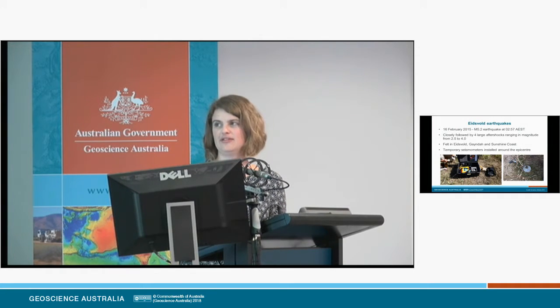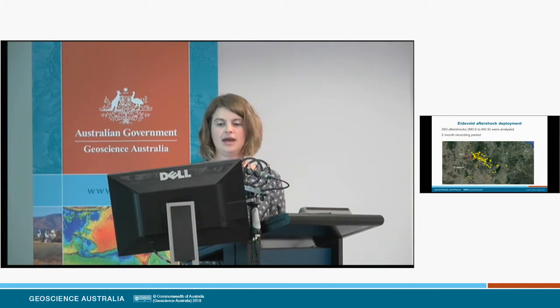And this is an example of the kind of temporary aftershock kits that we deploy. And there's the seismometer as well there, which you need to dig a hole for. It goes into the ground to record around the epicentre. So 4 seismometers are usually installed after an earthquake. For this event, the temporary aftershock kits were left at the site for a 2-month period.